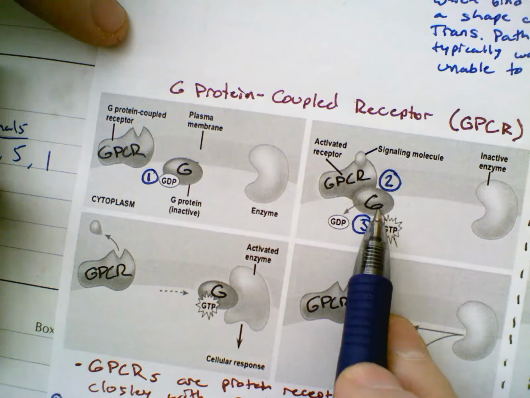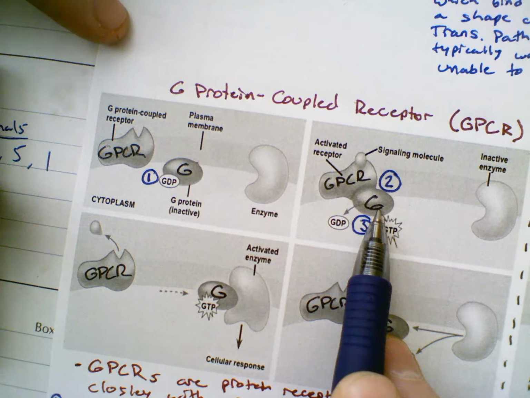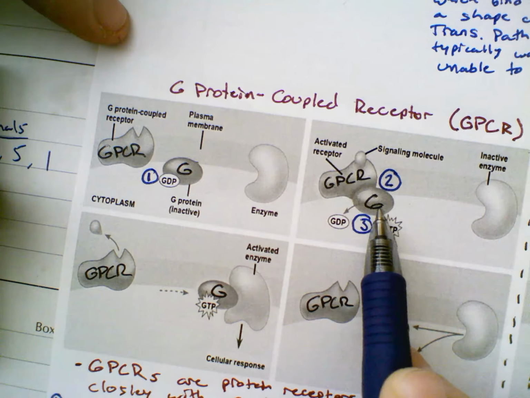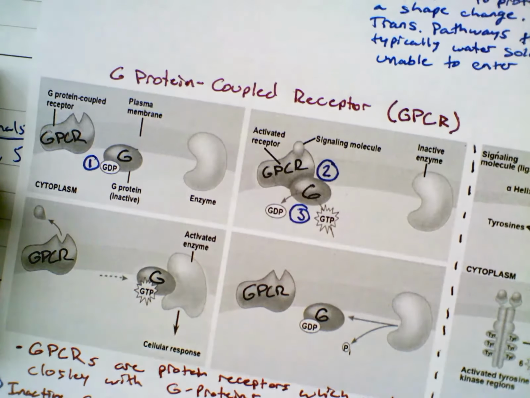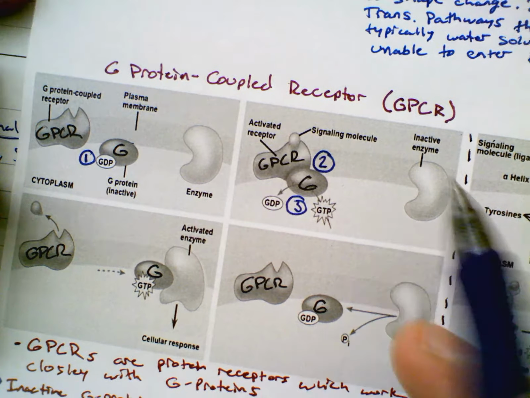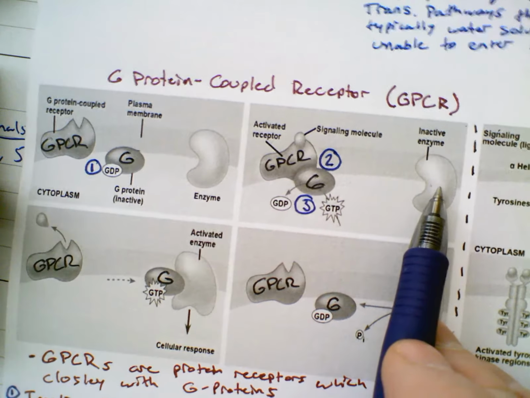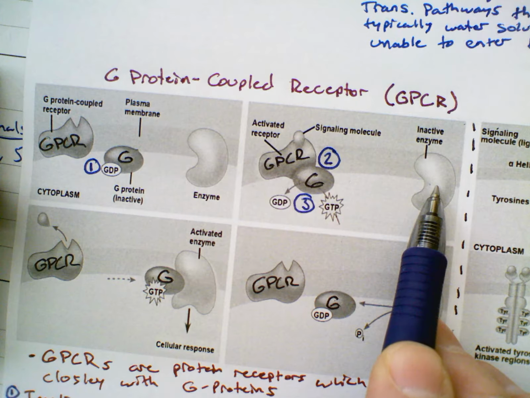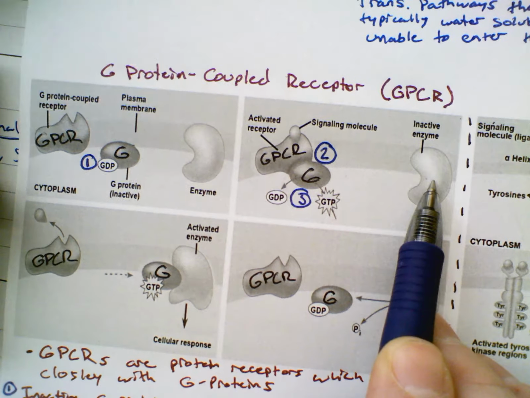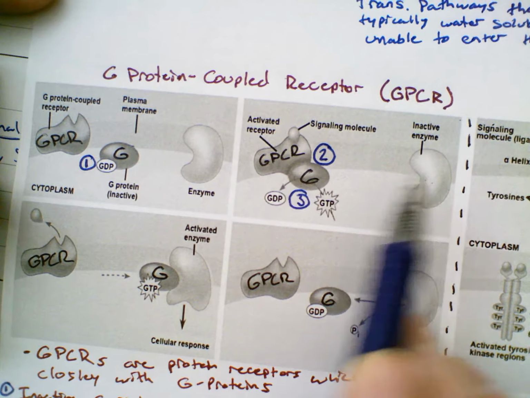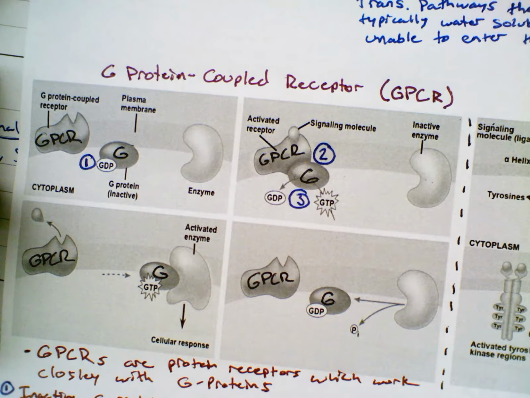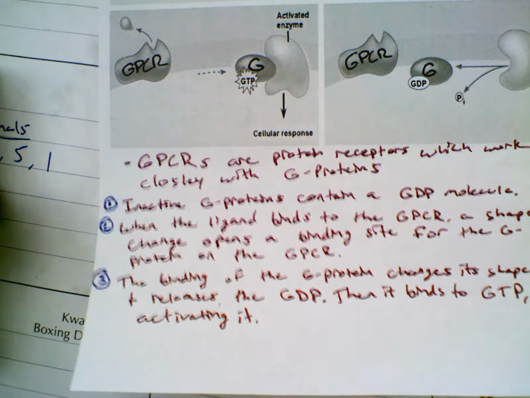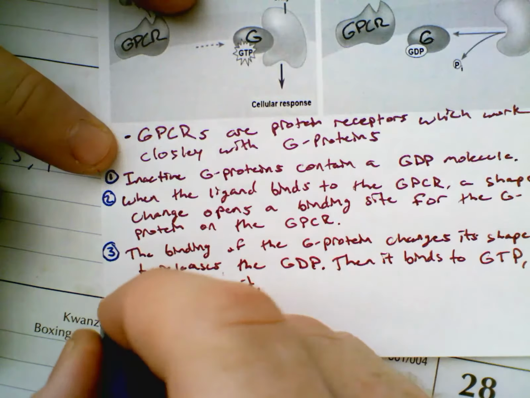When the GTP attaches, it changes its shape again. And now it is going to be activated and ready to interact with some specific other molecule. And in this case, it's going to be this enzyme over here, which is currently inactive. How do you think we activate this enzyme? By binding the G protein to it and changing its shape. Right. Okay. So that is the final step for us in the figure.